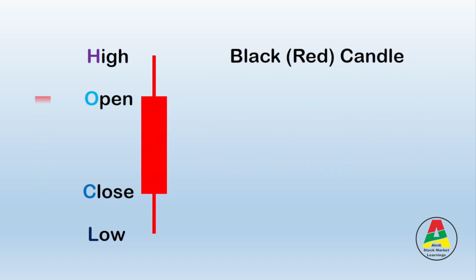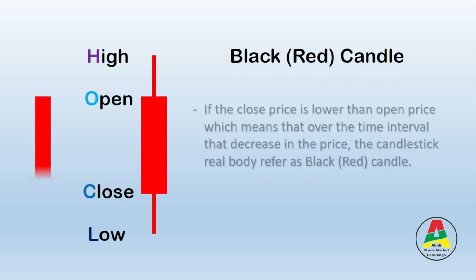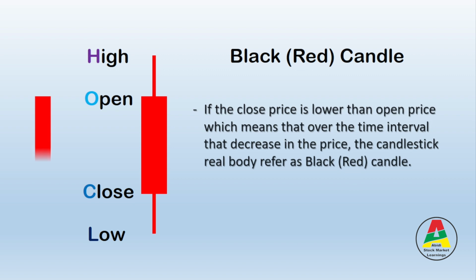If the close price is lower than the open price, which means that over the time interval there was a decrease in the price, the candlestick real body is referred to as a black candle. In the modern world, it is called a red candlestick, a red real body, denoting a down day or a weak day, a day where the bears are victorious over the bulls. The length of the real body measures the strength of the move.